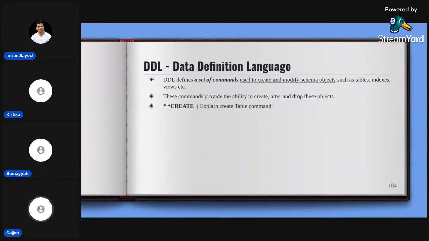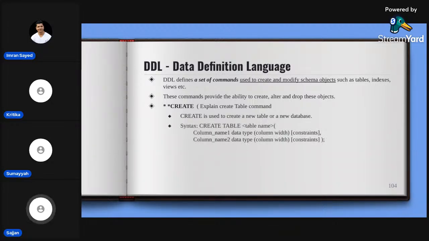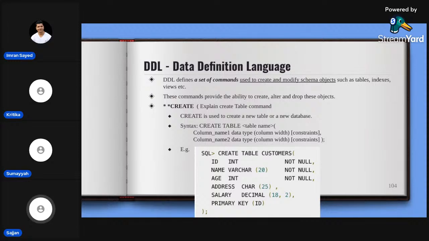Explain the create table command. Create is used to create a new table or a new database. Syntax: create table, then angle bracket, table name, then column name 1, data type, column with constraint, then column name 2, data type, column with constraints. Example is this one.